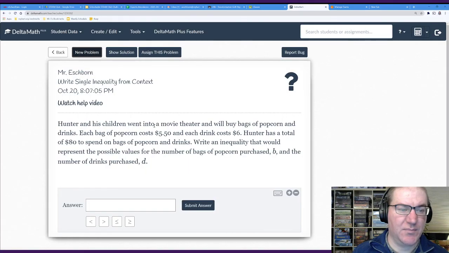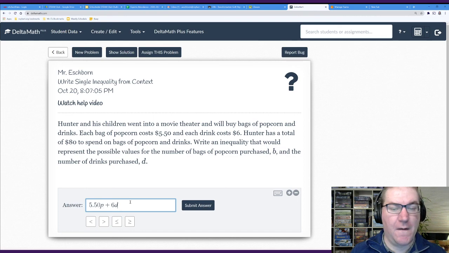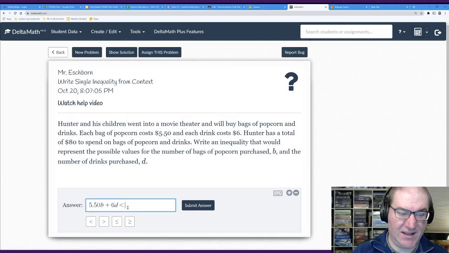Perfect. One more example. Hunter and his children went into a movie theater and will buy bags of popcorn and drinks. Each bag of popcorn costs $5.50 and drinks cost $6. Hunter has a total of $80 to spend on popcorn and drinks. Write an inequality that would represent the possible values for the number of bags of popcorn purchased, B, and the number of drinks purchased, D. So he has $80 to spend, so the total of these two items has to be less than or equal to $80.